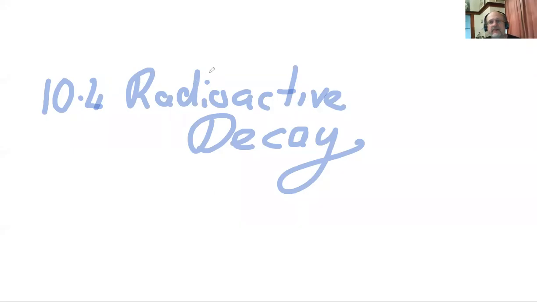So what are the main types of radioactive decay? This is section 10.4. What we're going to do is go through all of the main types. The first type is going to be alpha decay, alpha.